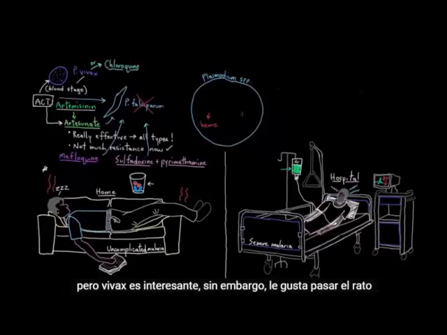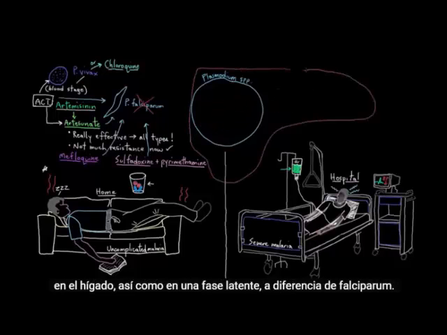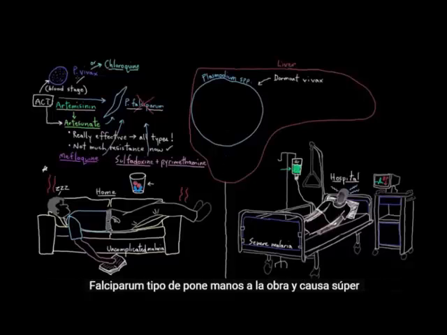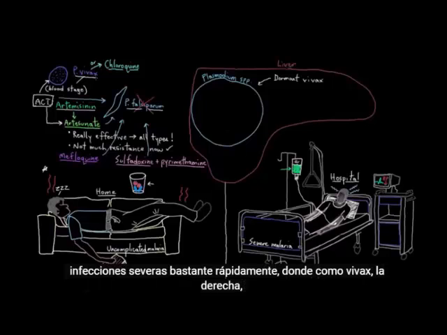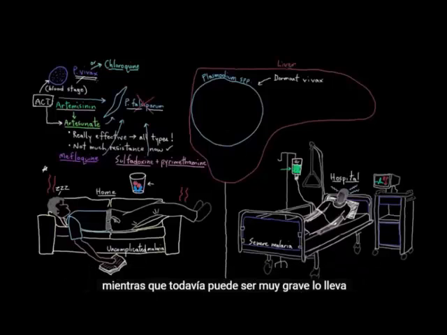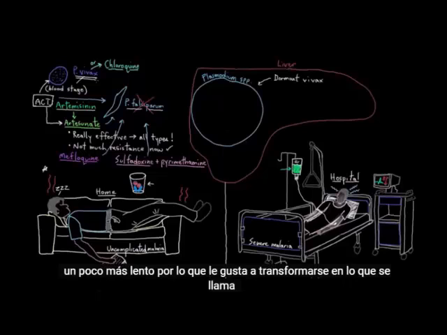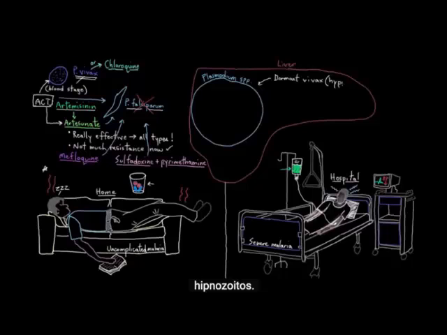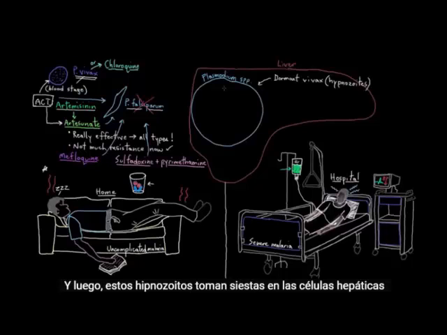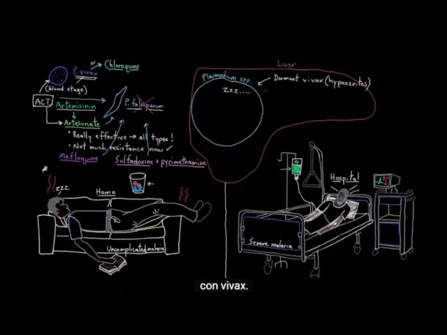But vivax is interesting, though. It likes to hang out in the liver as well, in a dormant phase, unlike falciparum. Falciparum sort of gets on with it and causes super severe infection pretty quickly. Whereas vivax, while it can still be really severe, takes a bit slower. So it likes to transform into what are called hypnozoites. And then these hypnozoites take naps in the liver cells for extended periods of time. So it's kind of like having a chronic malaria infection with vivax.